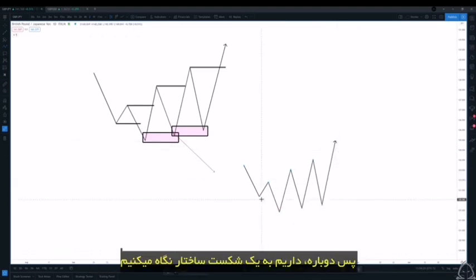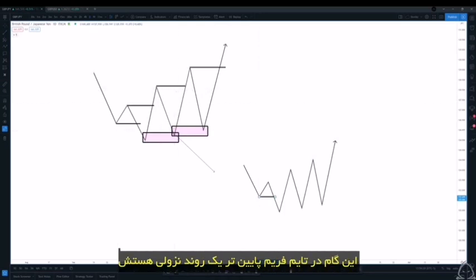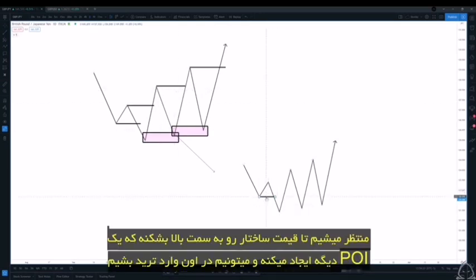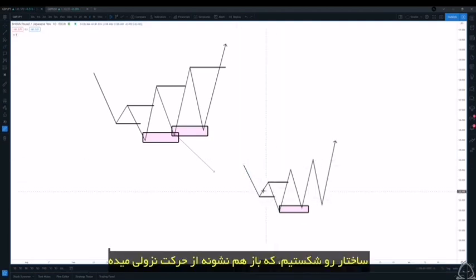Again, what we're looking at is a break of structure, because we're in a downtrend here. This leg would be a downtrend on a smaller time frame. We wait for price to break structure to the upside, which then would form another point of interest that we can look at to enter on. But since price was moving to the downside, creating lower lows and lower highs, we broke structure, which still confirmed a further down move.